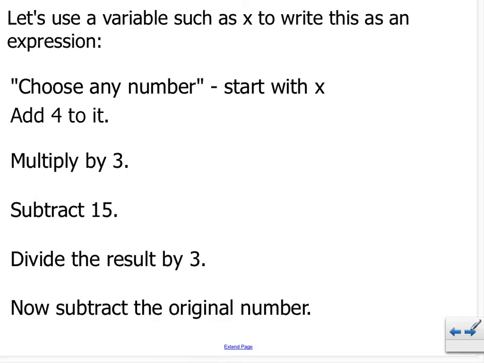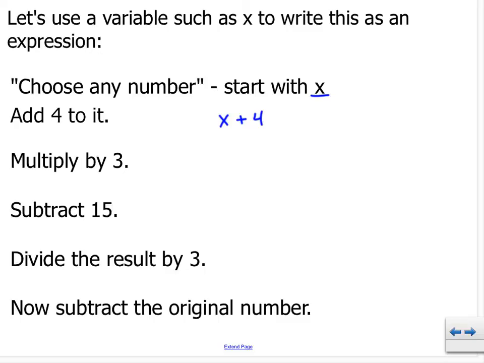In order to do that, we're going to have to think about algebra a little bit. So remember when we start and we say choose any number? That means we're going to start with a variable. I'm going to choose x. You can choose any number you want, any letter you want though. So now I'm going to build an expression. Starting with x, I'm going to add 4 to it. So now my expression becomes x plus 4. I'm adding 4 to it.